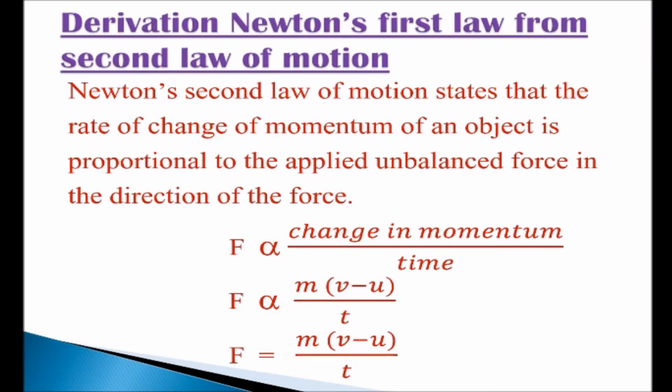Now we will derive Newton's first law from second law of motion. Newton's second law of motion states that the rate of change of momentum of an object is proportional to the applied unbalanced force in the direction of force. Therefore, F is proportional to change in momentum divided by time. When we write the same in equation form, we can write F is proportional to m into (v minus u) divided by t. When we change the proportionality sign, F equals m into (v minus u) by t, as the proportionality constant k equals 1.